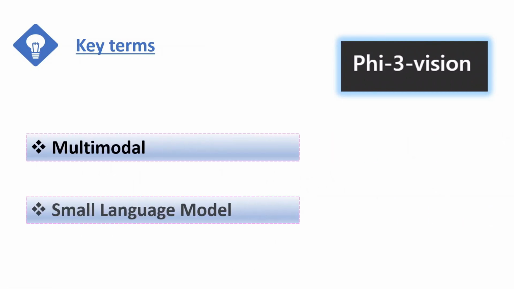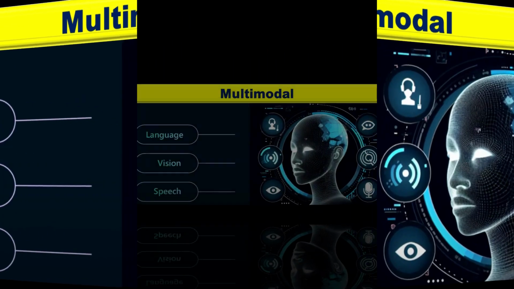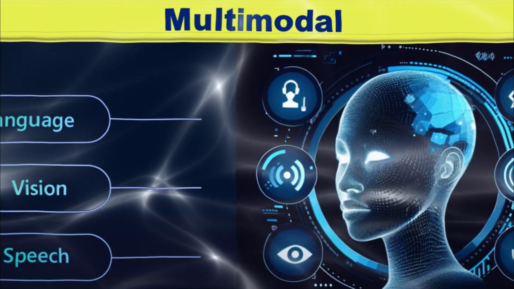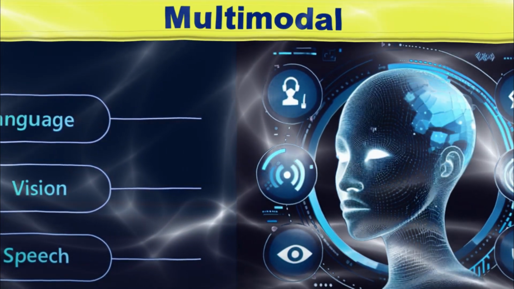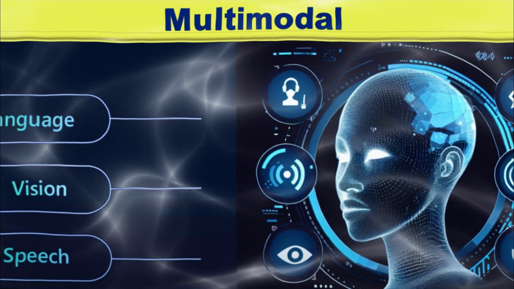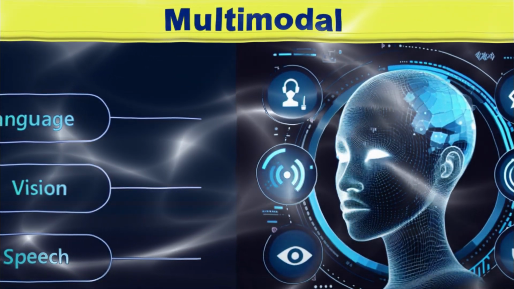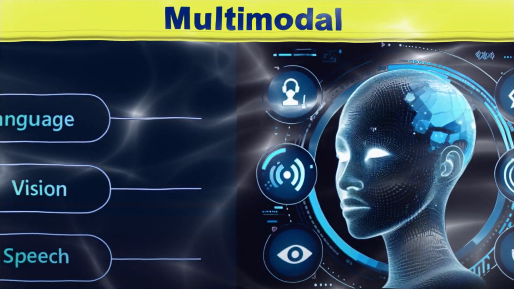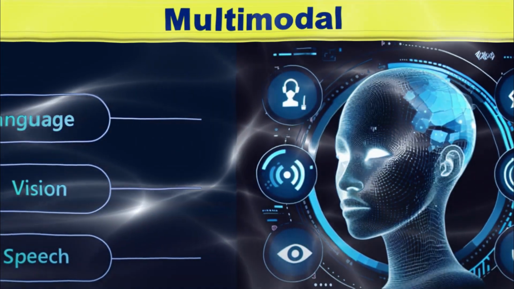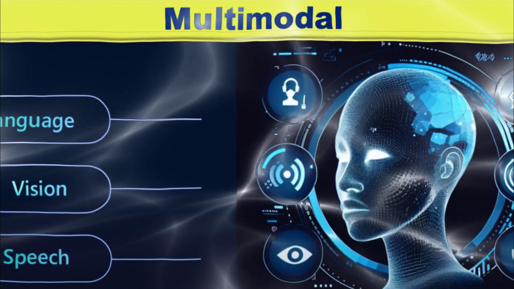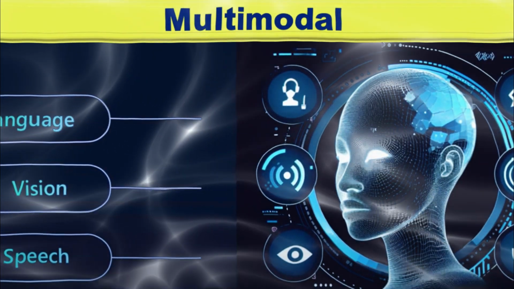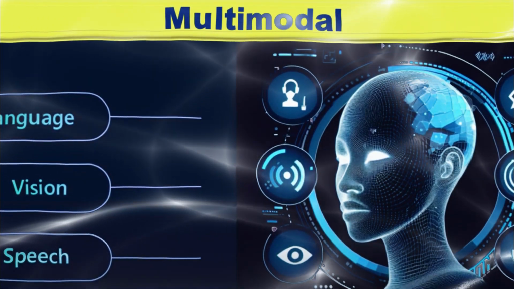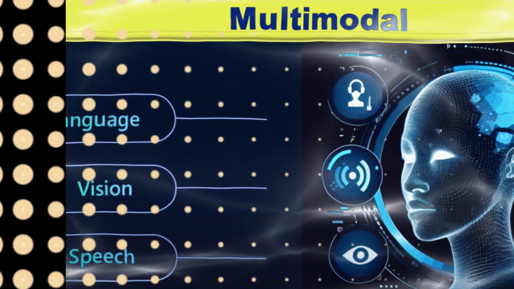Now, before we dive deeper, let's take a moment to break down two key terms, multimodal and small language model. First up, multimodal. This isn't just a fancy buzzword, it's a pivotal concept. Multimodal AI means the model can understand and process multiple types of data simultaneously. Imagine a model that can analyze text, images, and even sounds all at once. It's like having a Swiss Army knife of AI tools, making it incredibly versatile and powerful in real world applications.